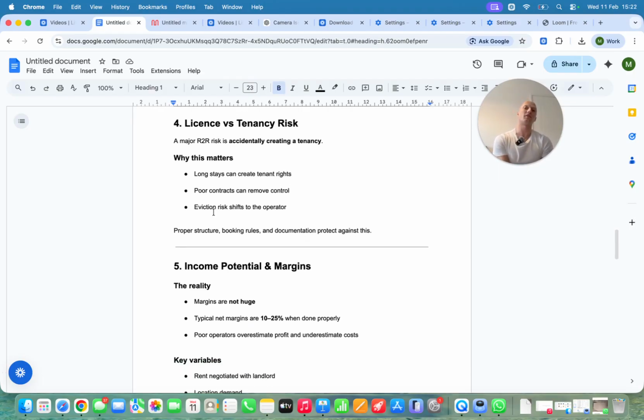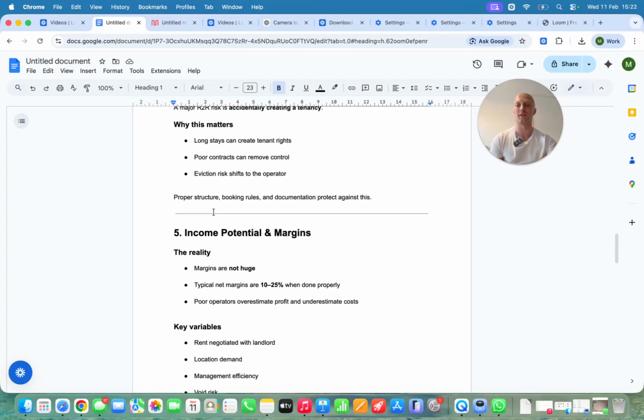Licensees versus tenant risk. We've already spoken about this, but essentially if you have a long-term tenant as an AST, then you are not running a serviced accommodation and you could run into some serious problems, all right? So we want to make sure that they're on excluded license agreements and not AST agreements. They are short-let agreements that exclude the guest's rights as a tenant, right? Similar to a hotel, very, very similar, this structure.